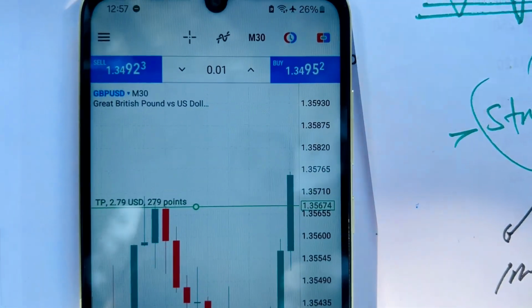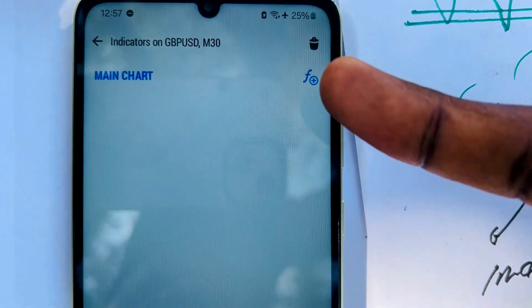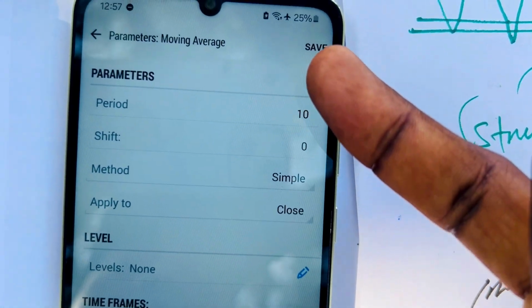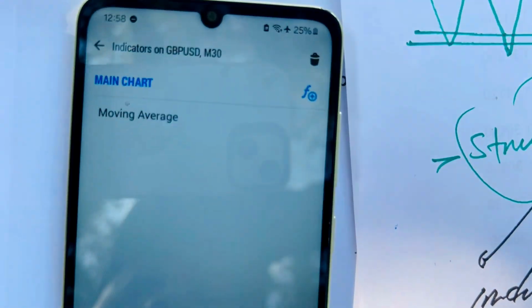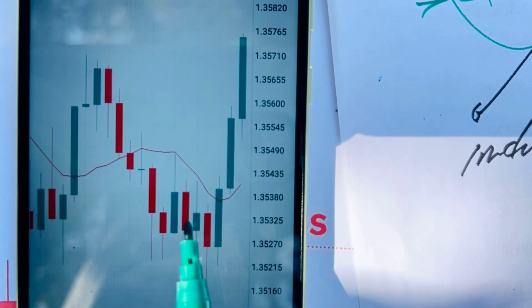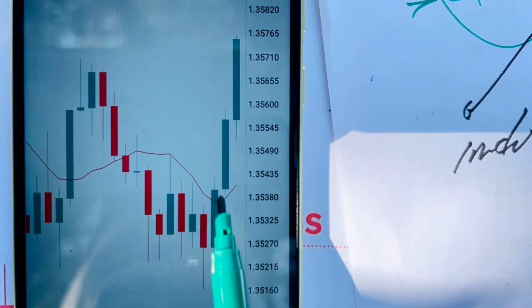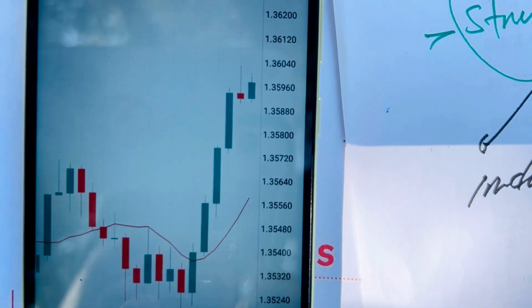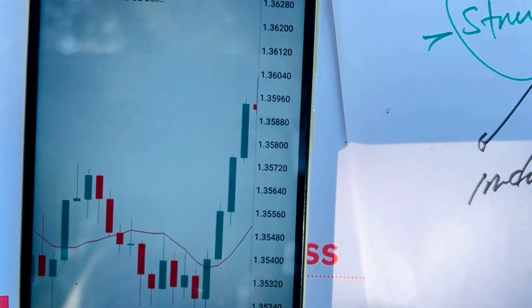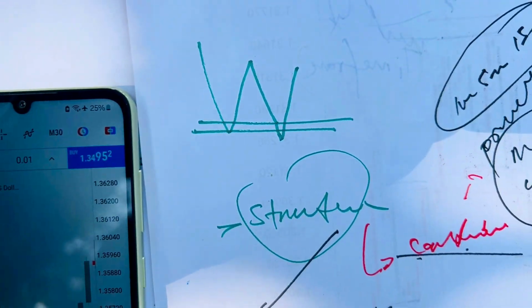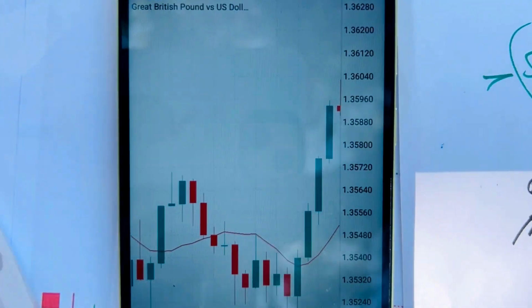You want to buy here, you can add your indicators to confirm whether we are buying or selling. So in this case, let's go ahead and add our indicator. Which indicator do we want to add? A moving average, which is much easier. We keep it at period 10 and we click on save, then we go back. Now, if we look here, you can see that we made a buy after this candlestick crossed over our moving average. Then it continued in that direction.